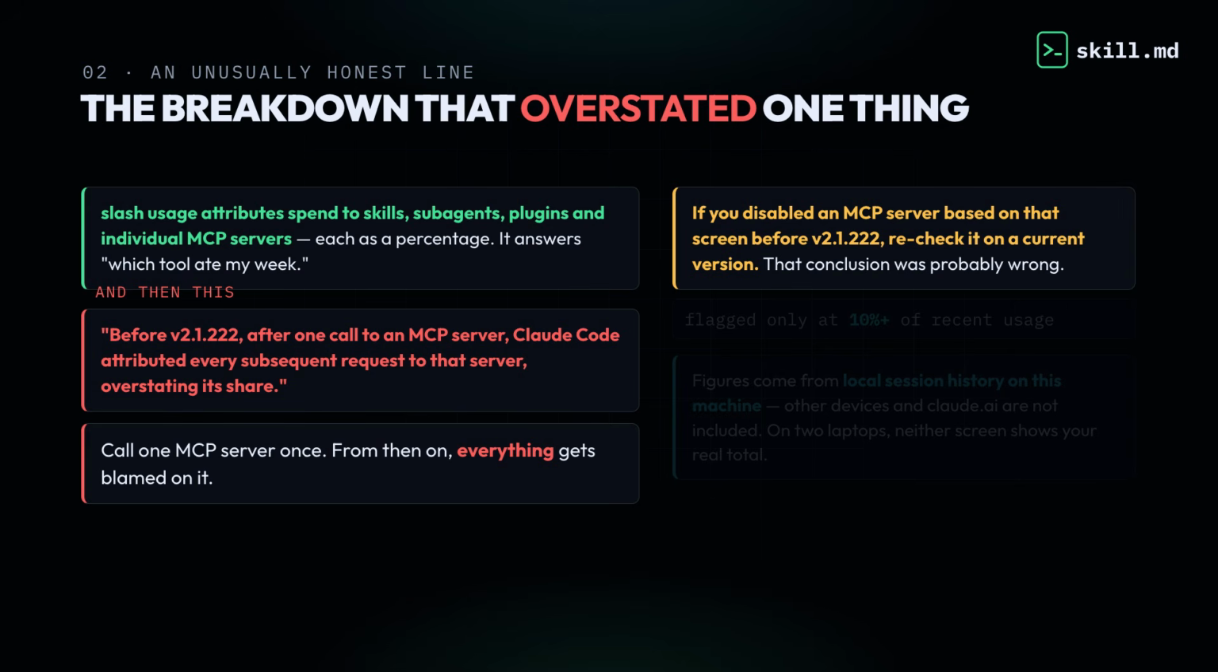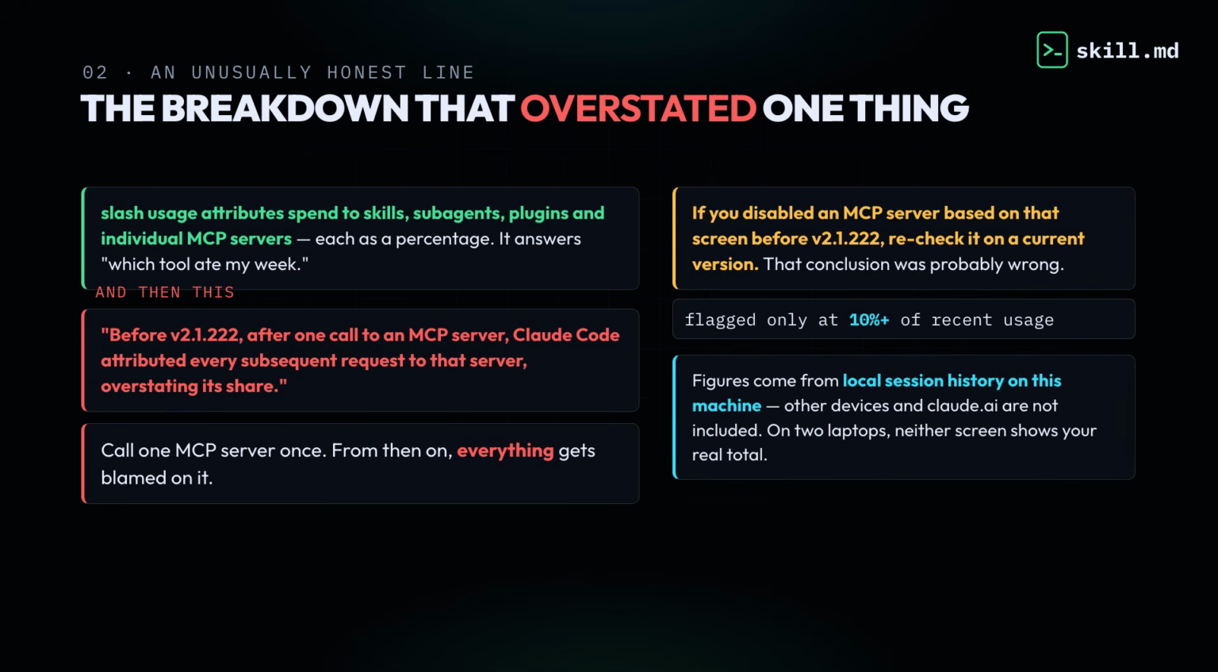Two more things about this screen. It flags a behavior when it accounts for 10% or more of recent usage, things like long context or cache misses. That threshold is why small stuff doesn't show up. And the figures are computed from local session history on this machine. Other devices and Claude.ai aren't included. So on two laptops, neither screen shows your real total.